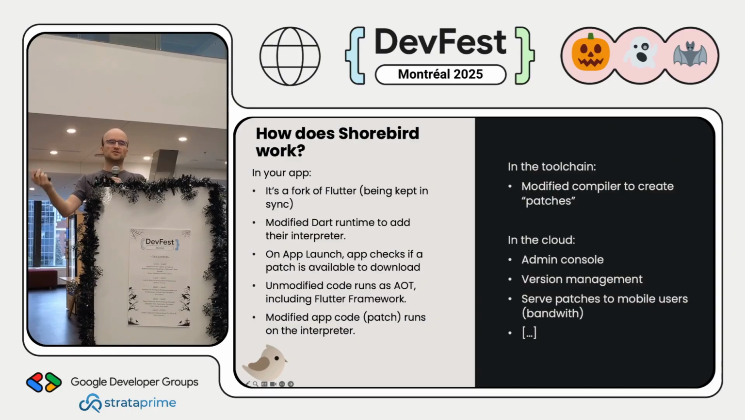In the toolchain, Flutter also modified the compiler to create patches and have the logic to determine, between two compiled outputs, what's the smallest difference, and that's where they define a patch and then store it on their server for users to download later on. And in the cloud, they of course offer the admin console for management, and they serve patches to mobile users. Because every time there's a patch, the user will download that code, and that code comes from Shorebird servers.